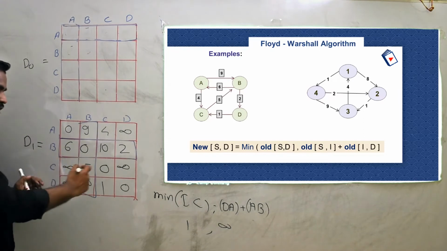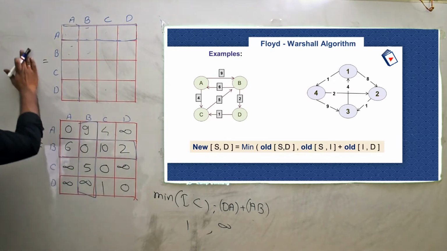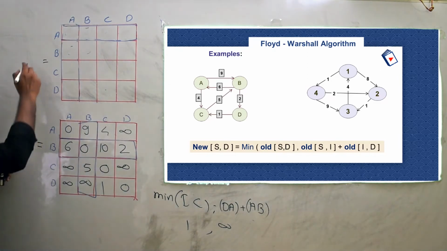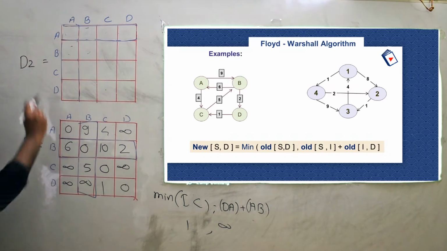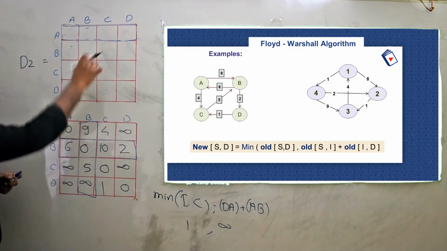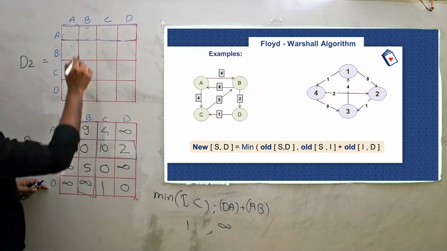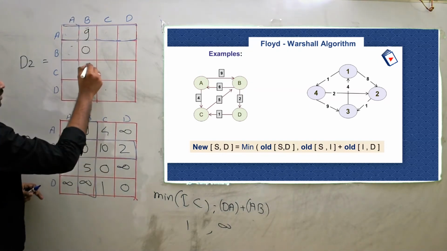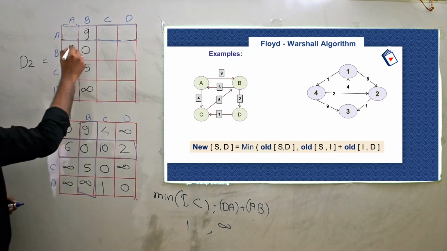So again I need to consider the second row and second column. Okay, so I need a new matrix, that is nothing but my matrix D2. So this one is my matrix D2. In my matrix D2 I have the values of the second row and second column copied from this. So that is 9 0 5 infinity, and 6 0 10 2.